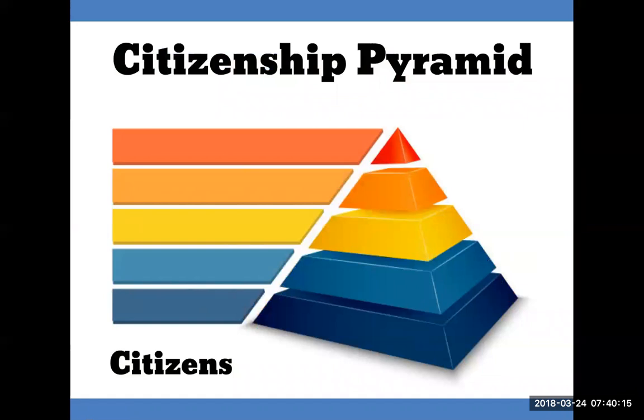Let's create a four-sided citizenship pyramid with the levels of citizenship. At the top of our pyramid is home. The people we live with make up the smallest community we belong to, right? People I live with here.